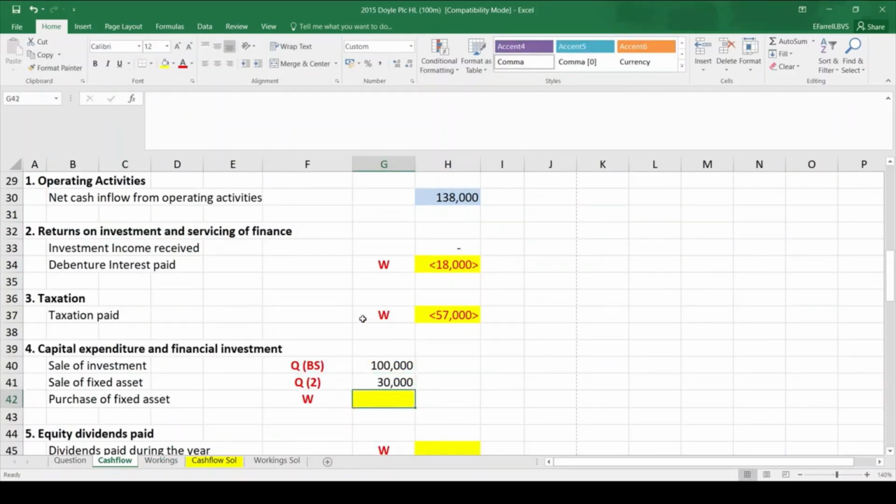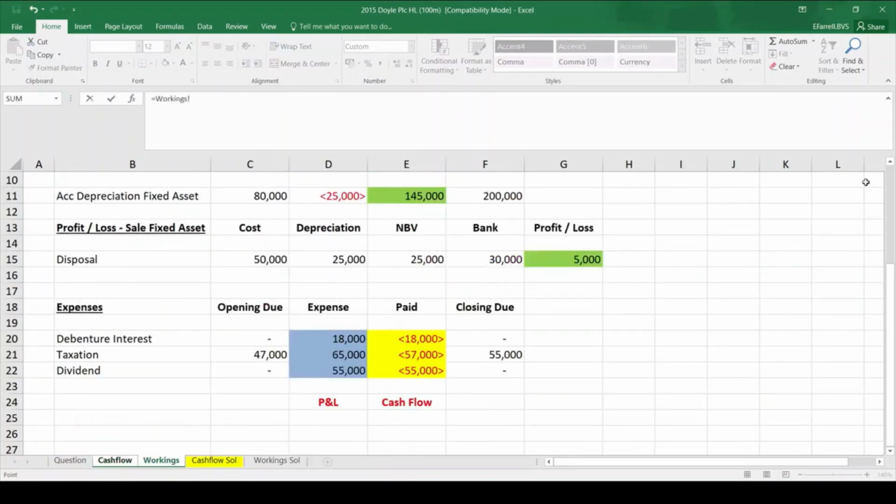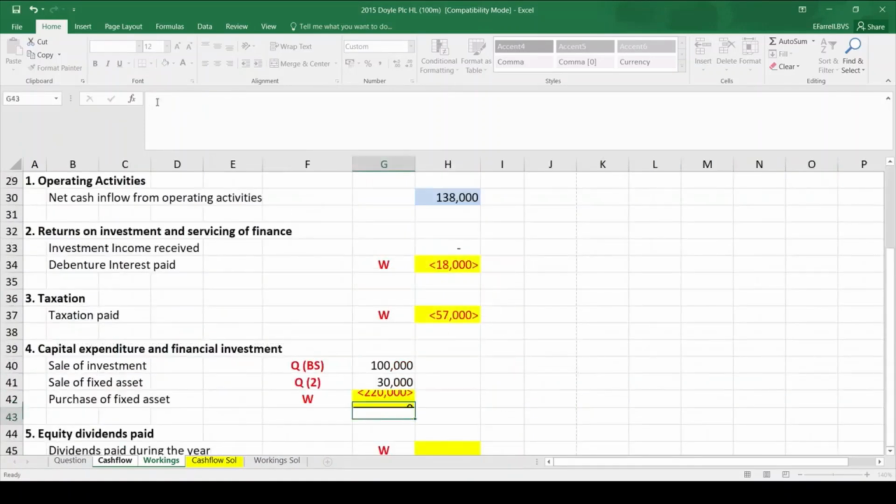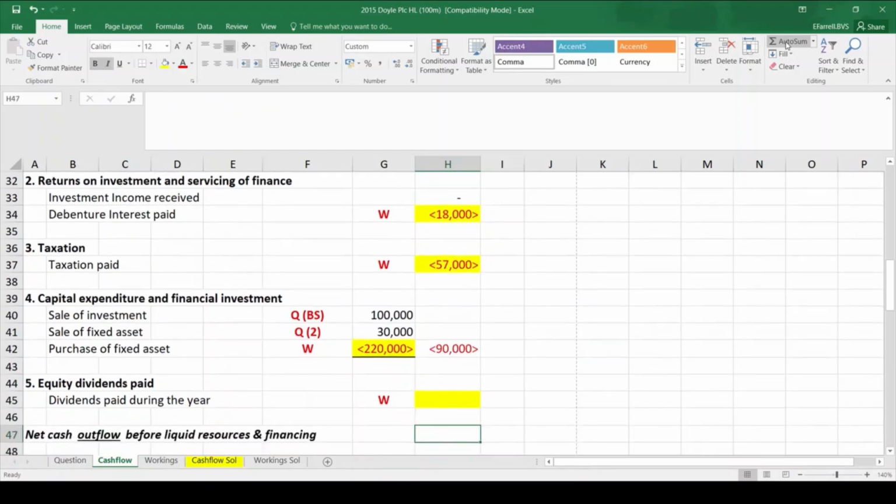And purchases of fixed assets, again, coming from our workings. That's why it's just useful to have these workings done. We can go up here, purchase of fixed assets, and that's going to go in as a minus because it's a purchase, spending money. So any money in plus, any money out minus. So they come to minus 90,000 in total.